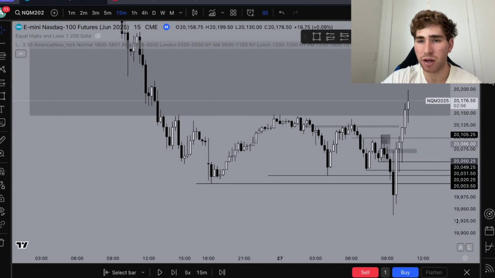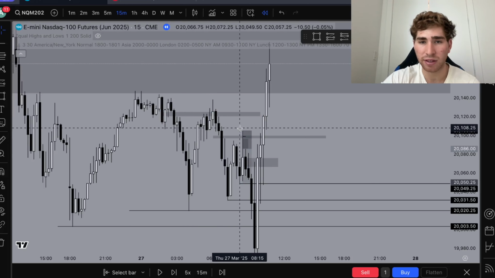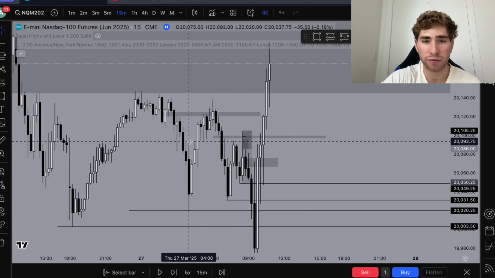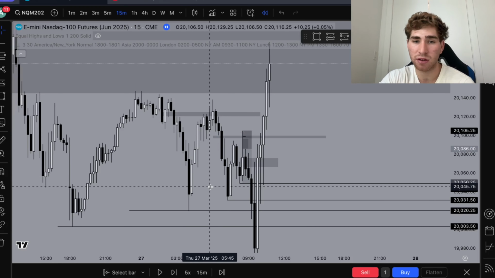I go on the 15 minute. What do I see? Fair value gap respected, fair value gap respected. I'm seeing bearish order flow being respected, and I'm seeing bullish order flow, like this bullish fair value gap, being closed below, being disrespected, right?